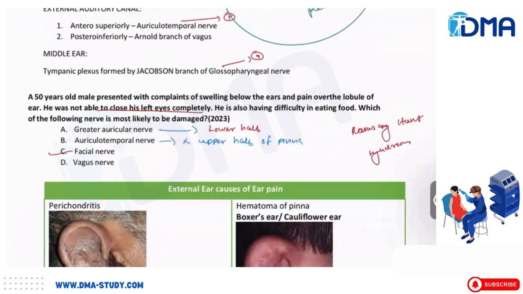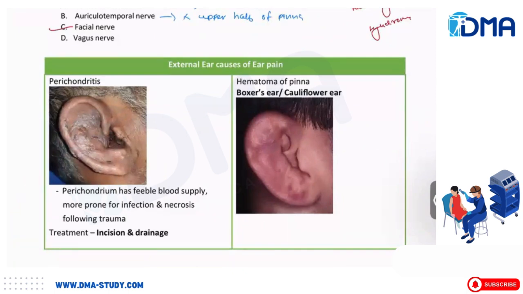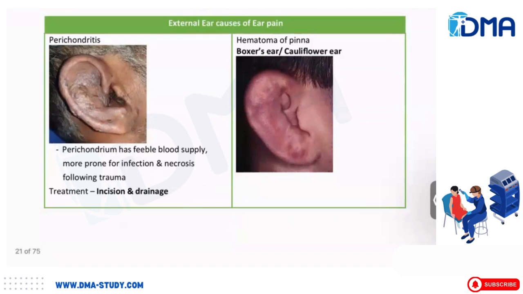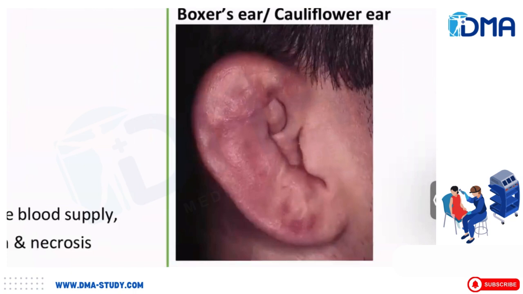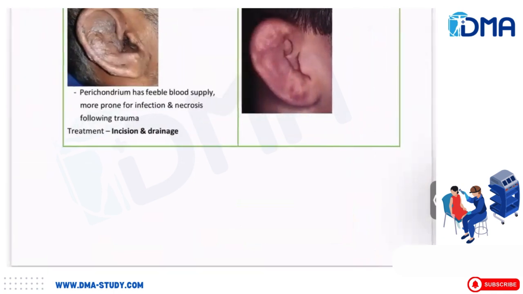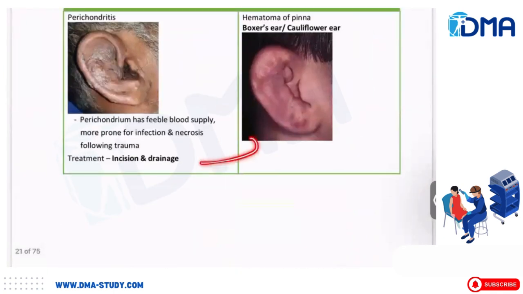Now, what are the other external ear causes of ear pain? First one, perichondritis. The perichondrium has a feeble blood supply, so it is more prone to infection and necrosis. So you should immediately do incision and drainage. Or else, if there is recurrent trauma over the pinna, it could cause boxer's ear or cauliflower ear. This is called boxer's ear or cauliflower ear. You should do incision and drainage for this patient also. It could be a picture-based MCQ.